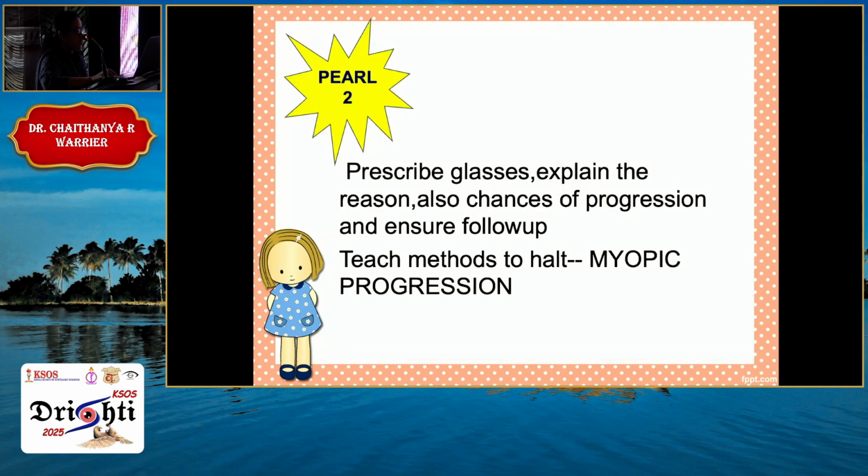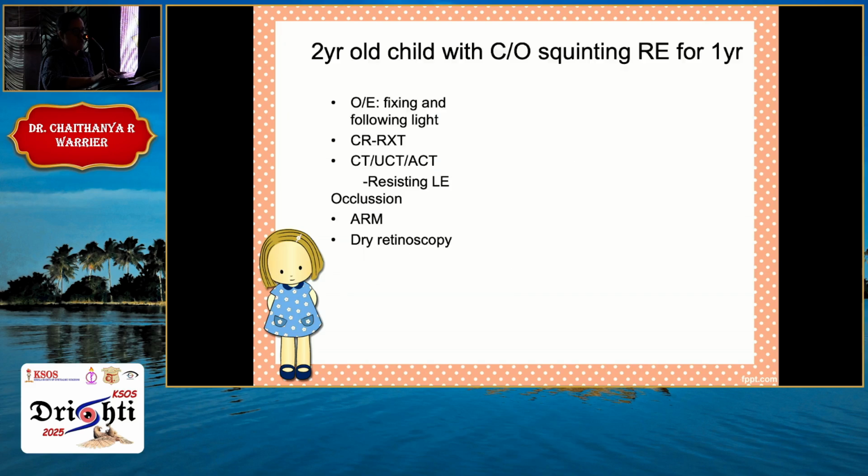So pearl number 2: we need to prescribe glasses and explain the reason. Also, we need to explain the chances of progression and ensure the follow-up. And also teach the parents methods to halt myopic progression.